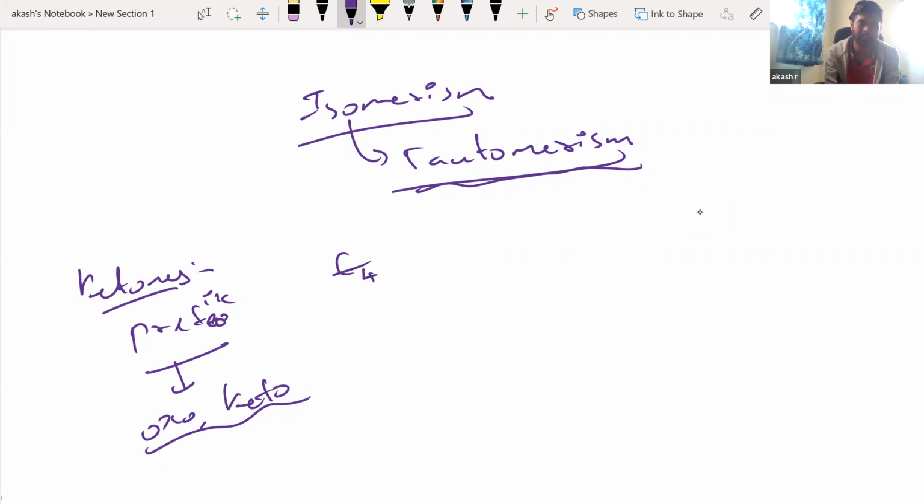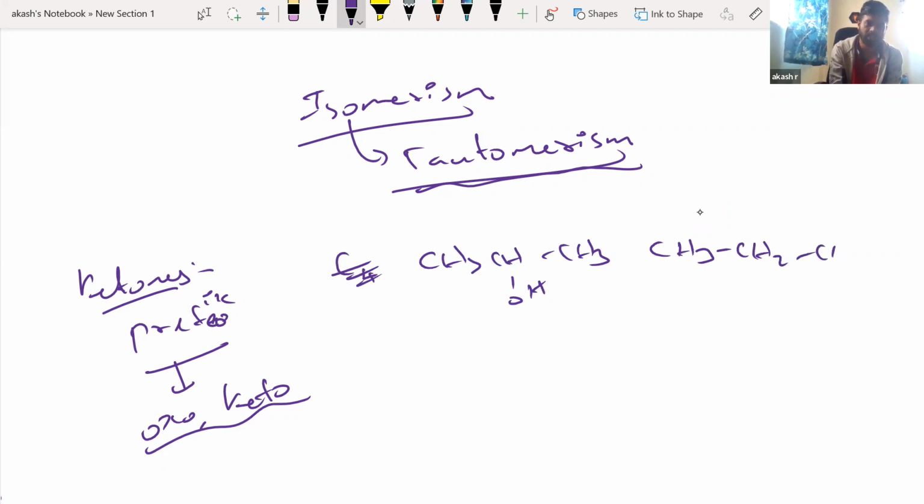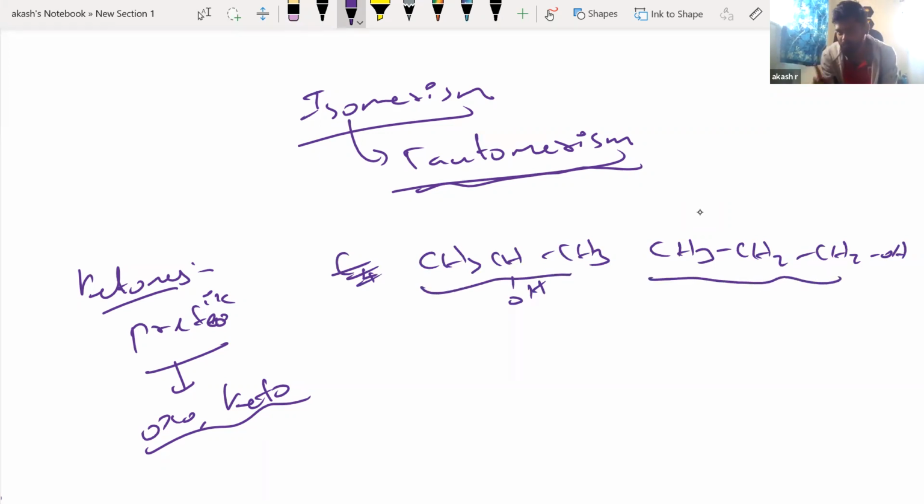Say I have CH3, CH, OH, CH3, and I have CH3, CH2, CH2, OH. Now this is propan-2-ol. This is propan-1-ol. Isomers, same molecular formula. The only difference is where the OH group is present. This is there in the second carbon. Here it is there in the first carbon. That's the only difference.